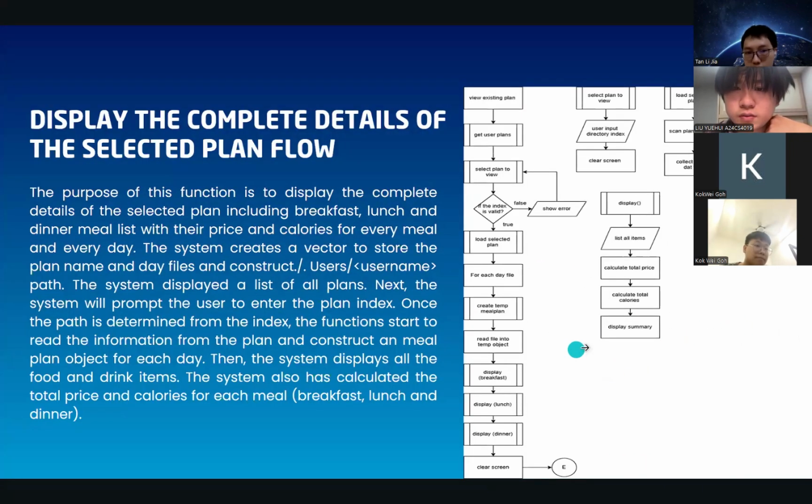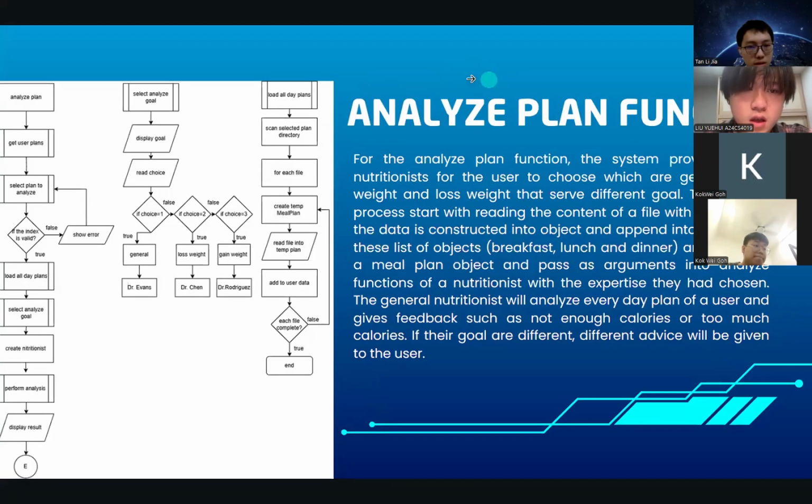And then the next is displaying the complete details of the selected plan. This is the function view existing plan. When the user chooses this function, it will show all the information about the plan. For example, your plan name is money saving, and then you have a bunch of days like Monday, Tuesday. Inside Monday, it will show all the combinations of food from breakfast, lunch, and dinner, and the total calories and total price.